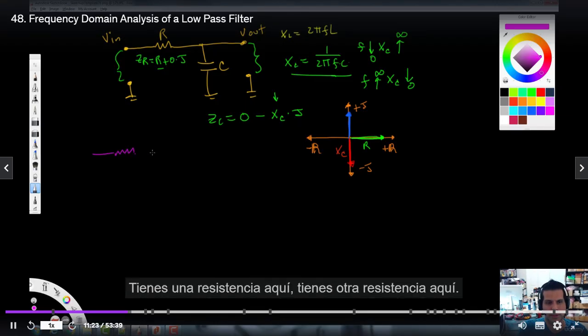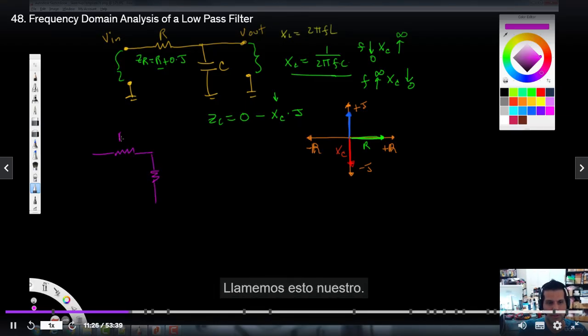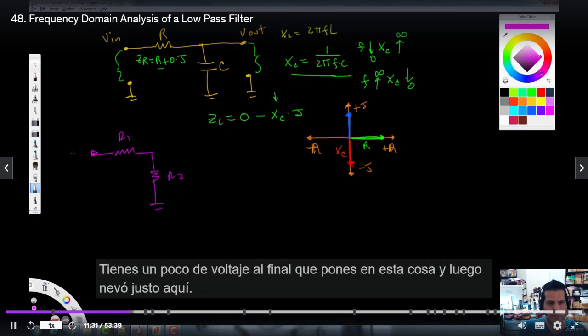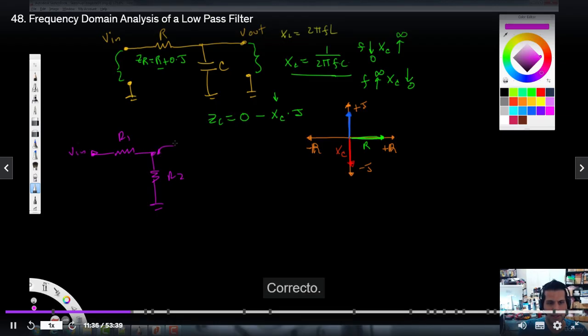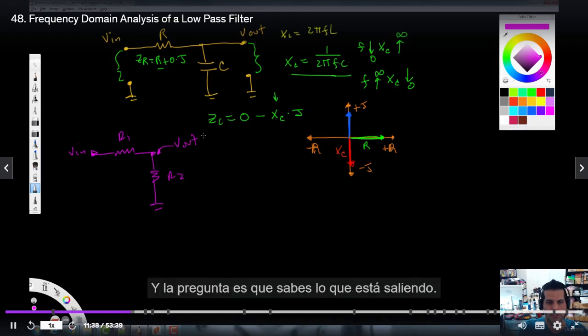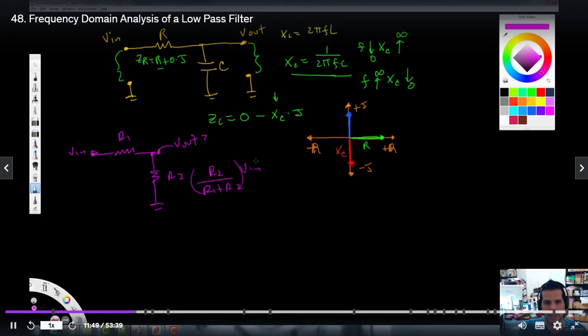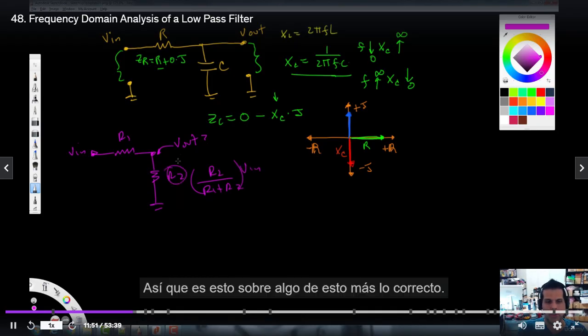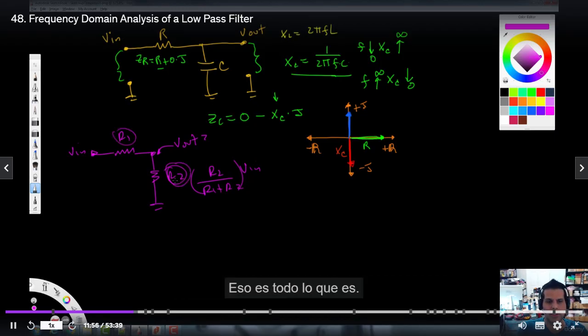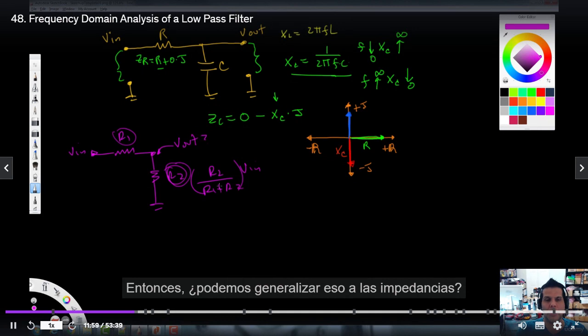You've got one resistor here, you've got another resistor here. Let's call this R1, let's call this R2. You've got ground, you've got some voltage Vin that you put into this thing, and then at this node right here, we call that, say, Vout, and the question is, what is Vout? Remember, Vout is just R2 over R1 plus R2 times Vin. So it's this thing over the sum of this thing plus this thing, all right? That's all it is.